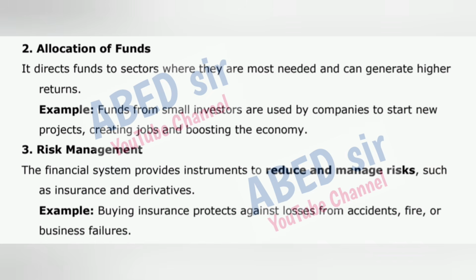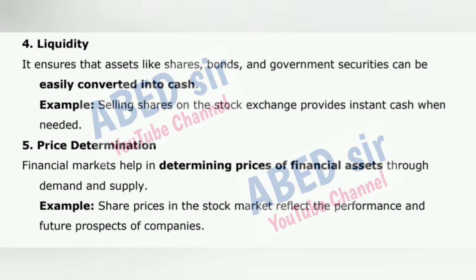3. Risk management. The financial system provides instruments to reduce and manage risks, such as insurance and derivatives. Example, buying insurance protects against losses from accidents, fire, or business failures. 4. Liquidity. It ensures that assets like shares, bonds, and government securities can be easily converted into cash. Example, selling shares on the stock exchange provides instant cash when needed.